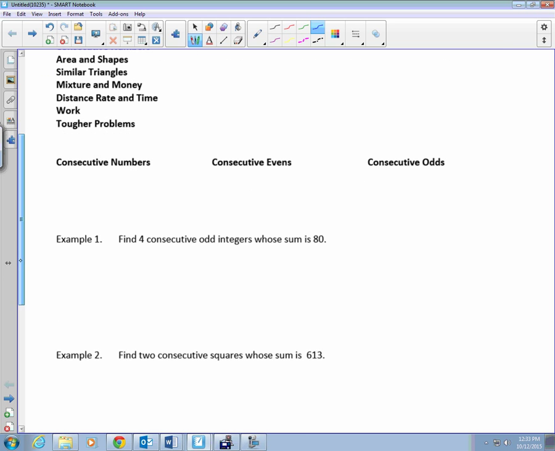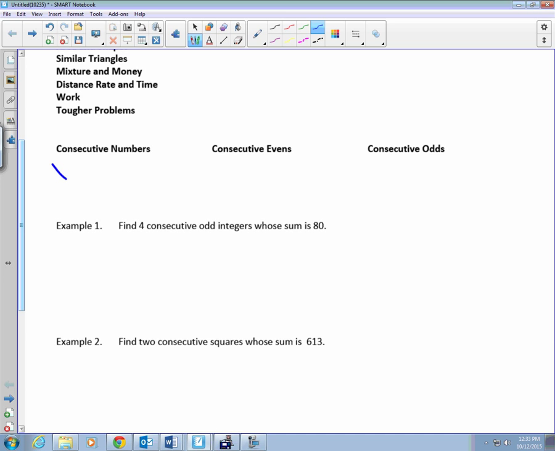And so consecutive numbers, if I have a number x, and it shouldn't say consecutive numbers, it should really be integers. What would be the next integer after x? x plus 1, and the one after that, x plus 2, and x plus 3, so on and so forth. So we have expressions for consecutive integers, okay?